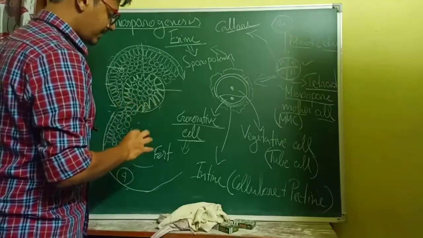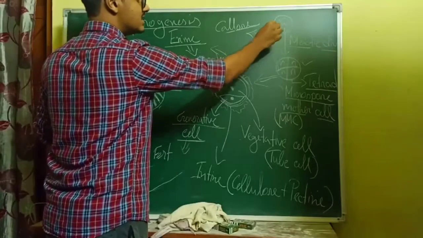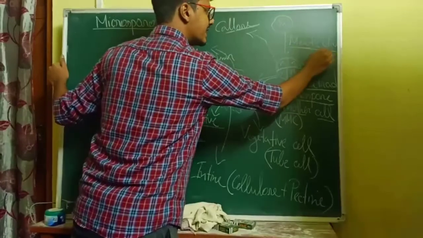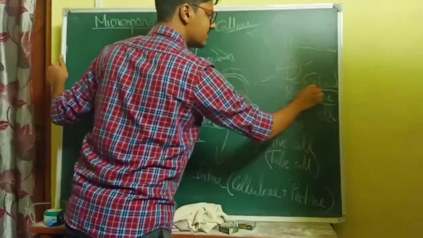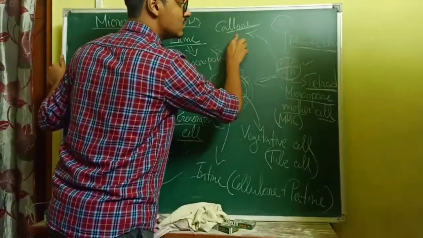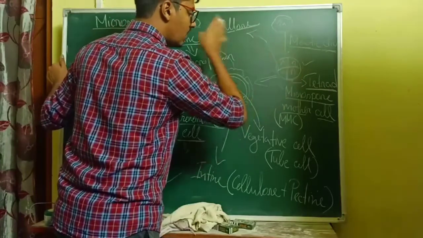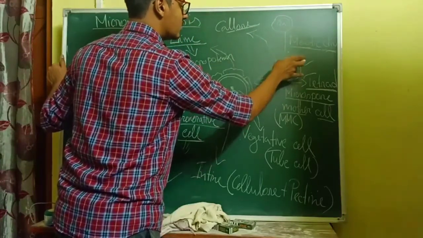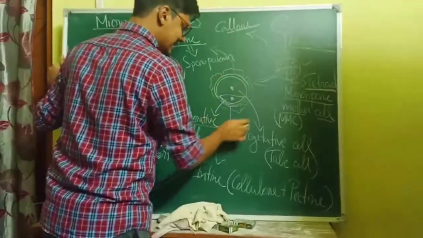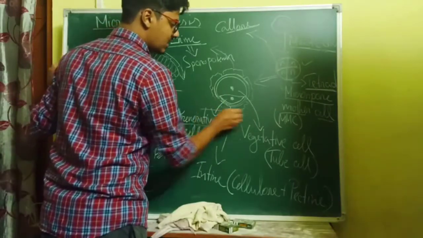So let's repeat what happened. First, this cell, our microspore mother cell, goes through one meiotic division. Because of that, a tetrad is formed. The tetrad is held together by callose. Now callase will come and dissolve the callose, so each haploid cell from that tetrad is now free. One haploid cell we have taken here, and now we start calling it a pollen grain.